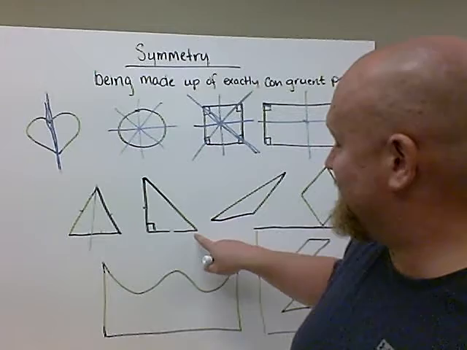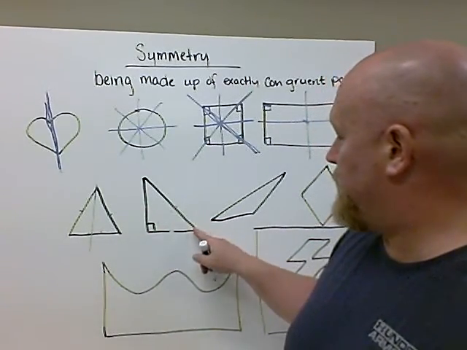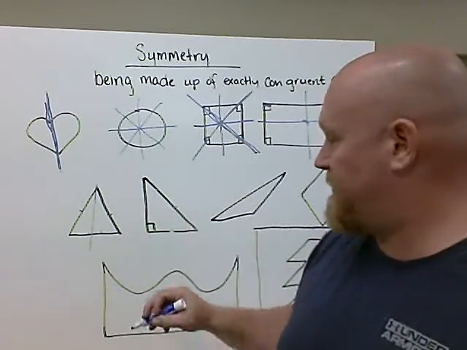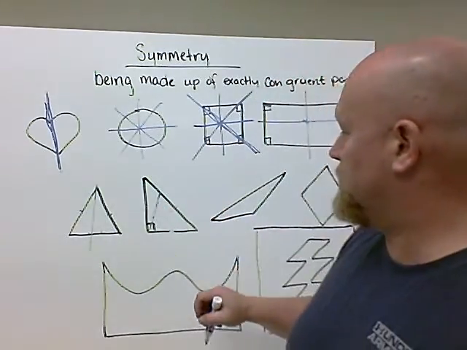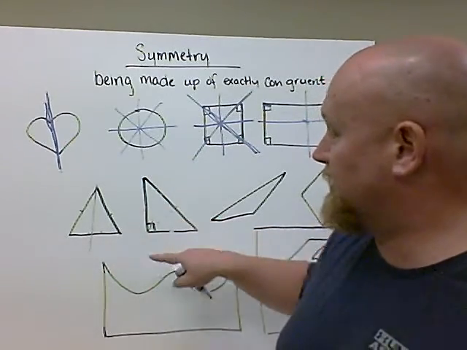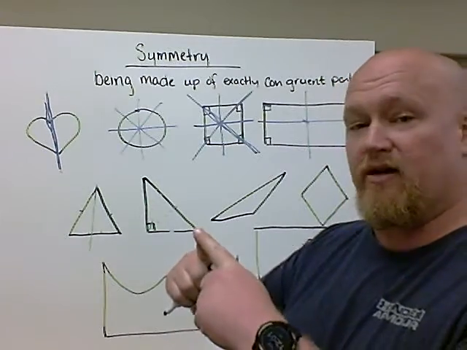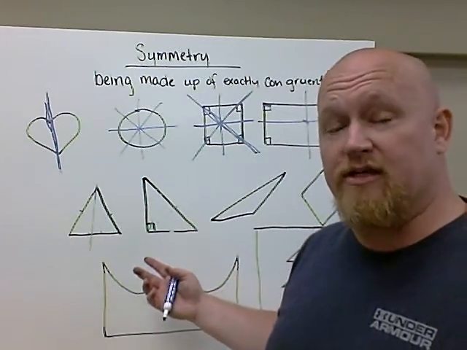My right triangle does not have 2 similar sides. If I was to fold it right down the middle, this side would end up short of that side. And it would look something like this. That's not congruent. Now, if I had an isosceles right triangle, that was one of those wider, fat bottom triangles, we would be able to draw a line of symmetry into that.